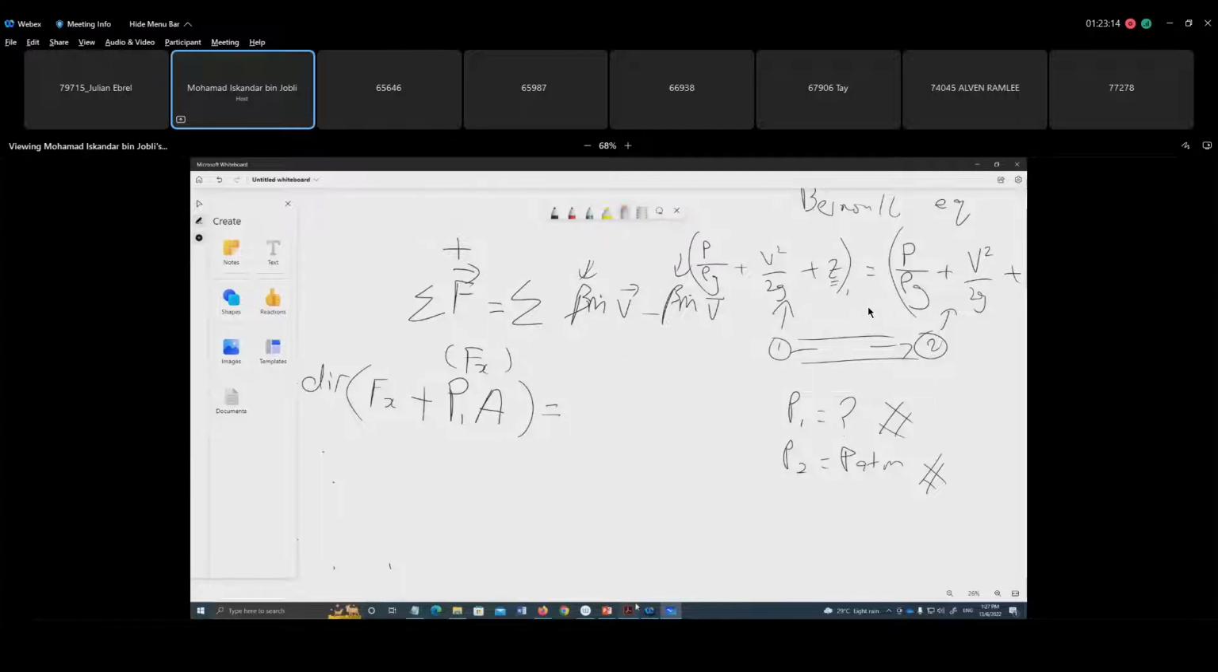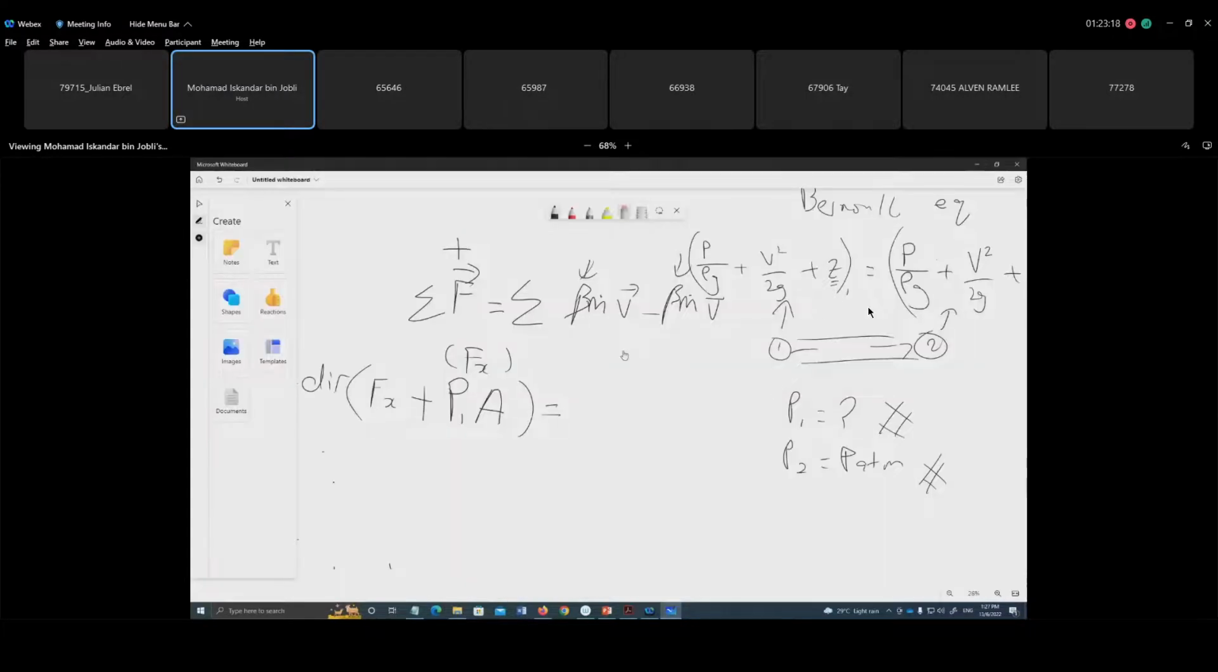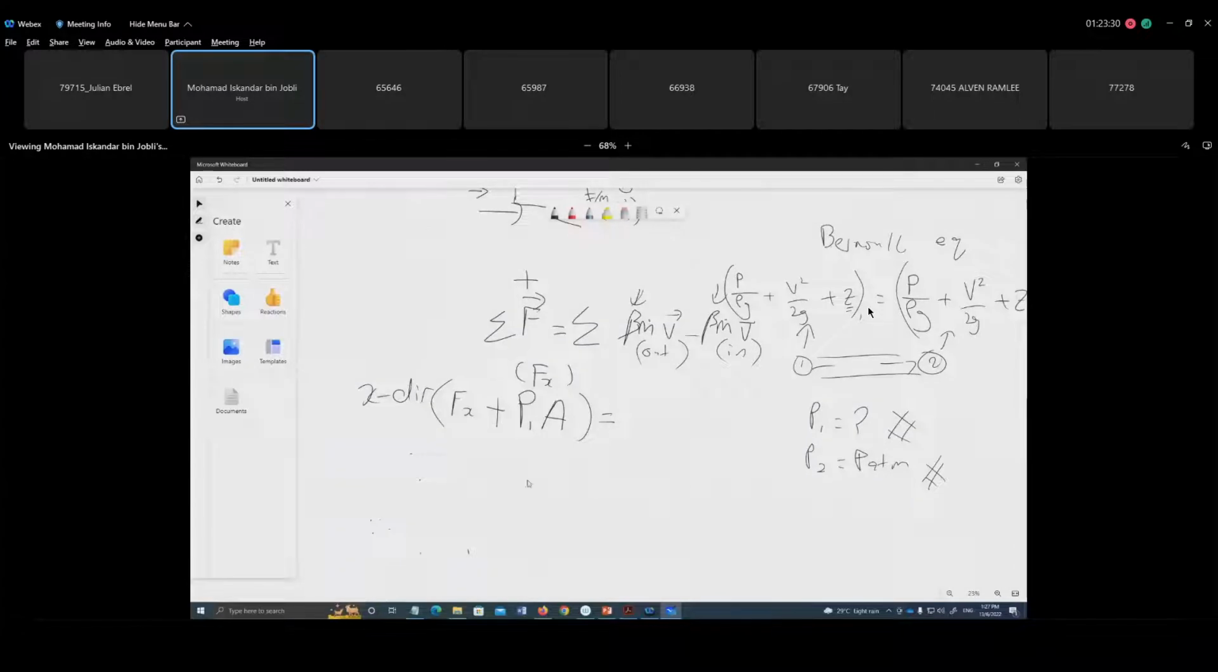Let's go back to the equation. This one is out, this one is in. So if you were to put them, this one is in the x direction. You have expanded all the force acting on the x direction.